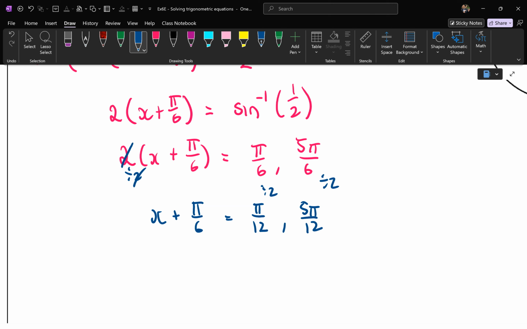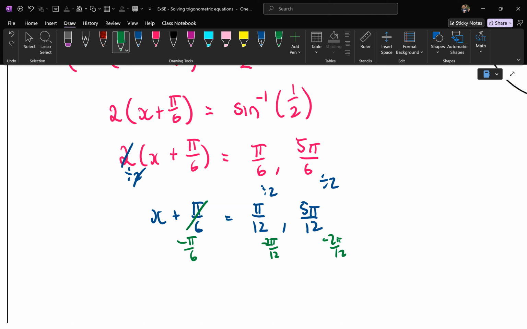So now let's take away pi on 6 on both sides. But since that's a denominator of 12, I'm just going to change that to a denominator of 12. So that must be minus 2 out of 12. So all I'm thinking is, I'll just take 1 take away 2, and then 5 take away 2.